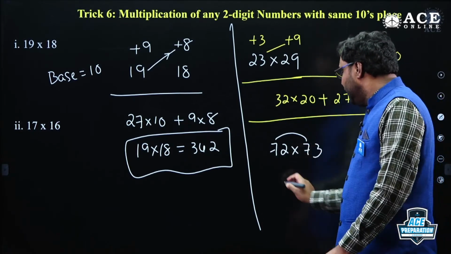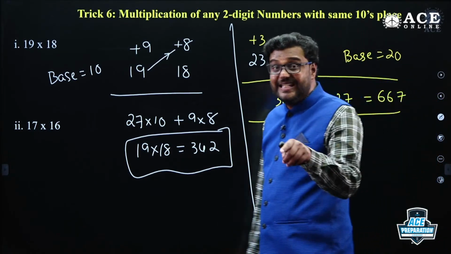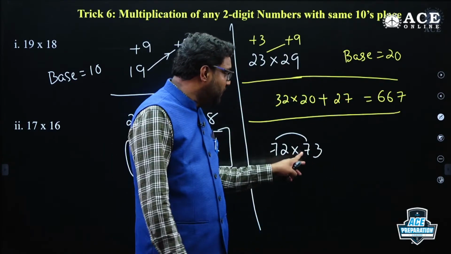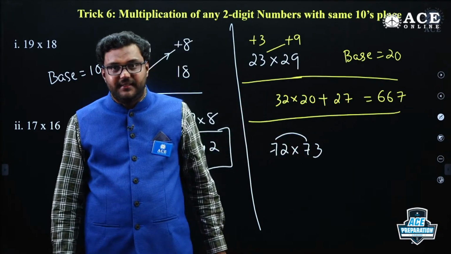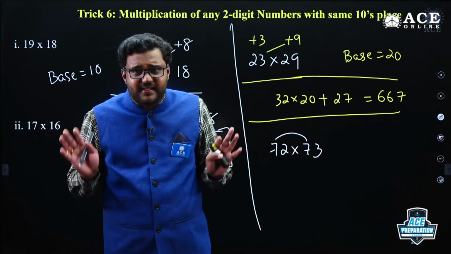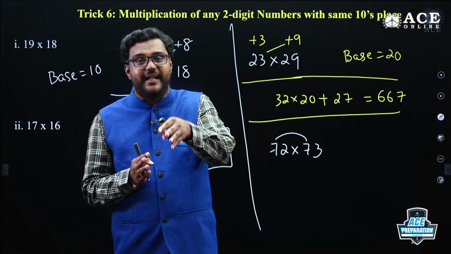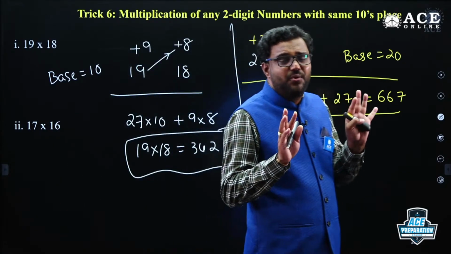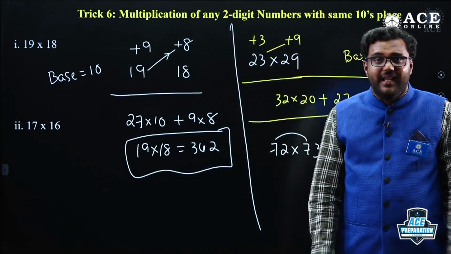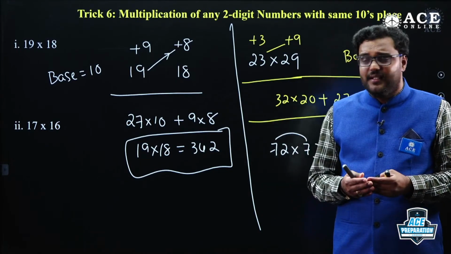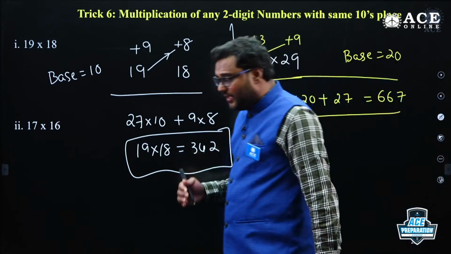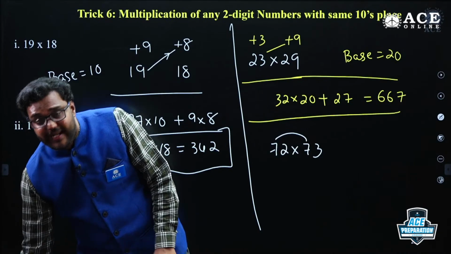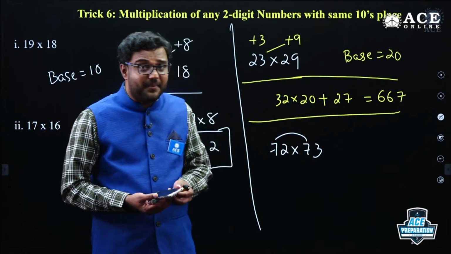Now do 72 into 73, my dear friends. Base is 70. There are many tricks. Whatever is convenient for you, you can use. At the end, I'll give the method with no condition: any 2-digit number with any 2-digit number. 3-digit with 3-digit numbers also we'll discuss. But these are a few tricks where, for some examples, when the condition is satisfied, you can save time, right?